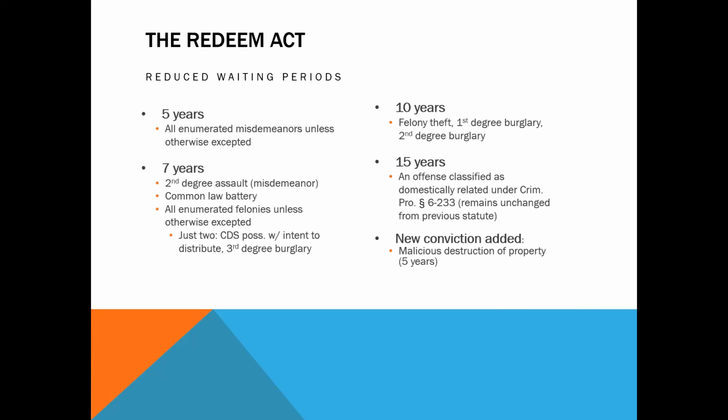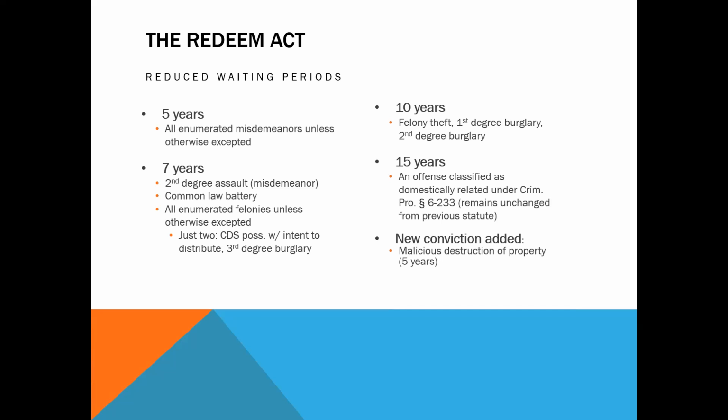Also housed in that 7-year category is basically all eligible felonies unless otherwise noted. But the way that breaks down is there really are just 2 felonies that fall into that category as the statute currently stands. That is CDS possession with intent to distribute, and 3rd-degree burglary. Maryland also has a 4th-degree burglary, which falls into the misdemeanor category.